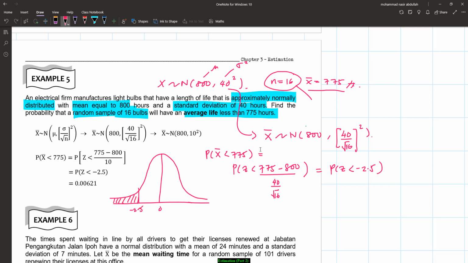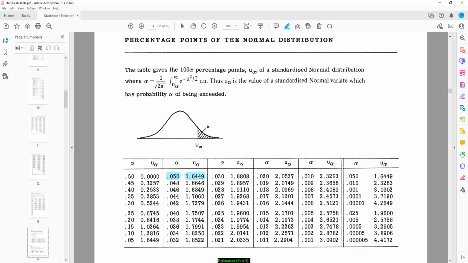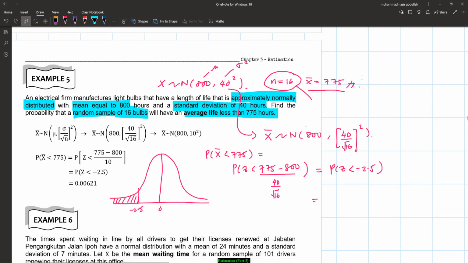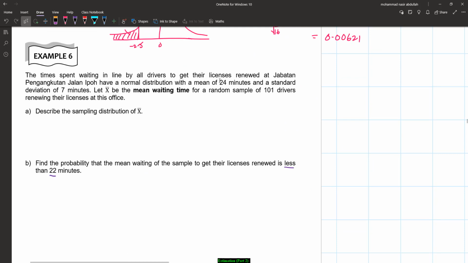If you are using the statistical table, you can look directly at 2.5. The value is 0.00621, to the left. So this is the value. This is the example that I already gave to you. So let's look at example number 6.